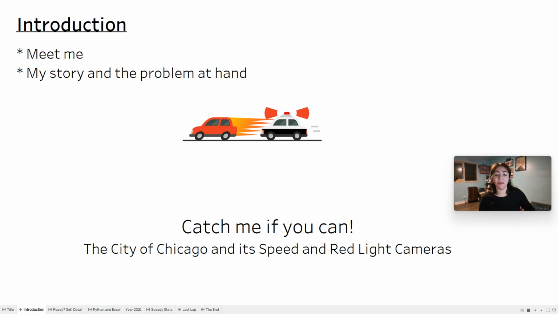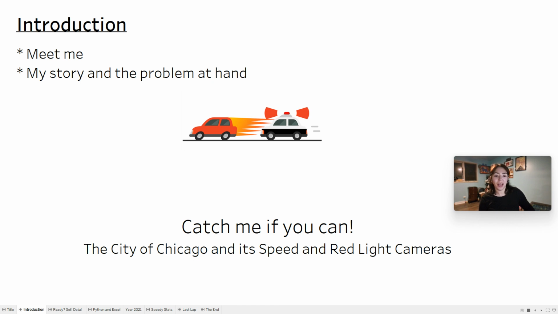3 months ago, on my way home to my first Savvy Coders class, I was driving and I received a speeding ticket from one of the city's speed cameras. This incident is what inspired me to use my newfound data analytics skills to investigate whether speed and red light cameras impact traffic crashes in the streets where they are located. Join me on this journey as we dive into the city of Chicago's data sets to uncover this story.